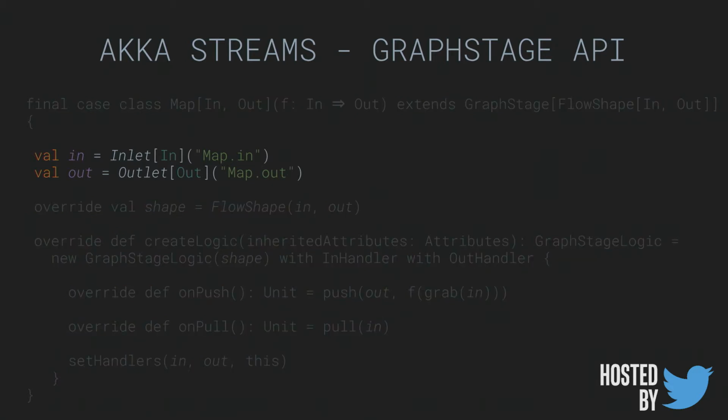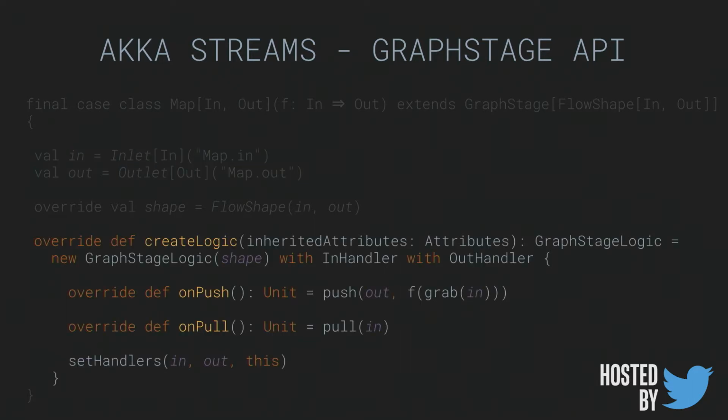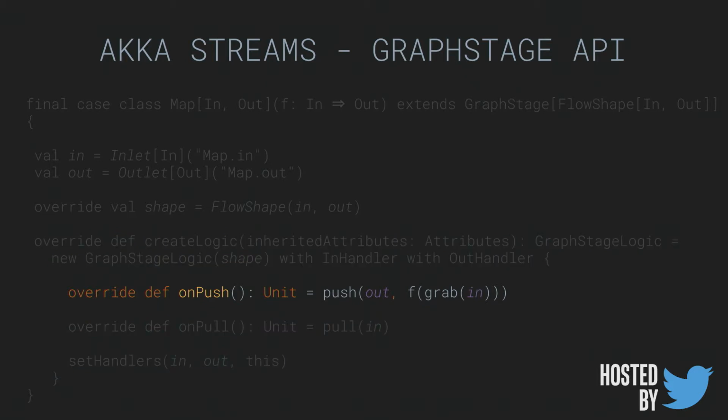So basically, you have two ports, in and out. They're typed, right? And then you have a logic with two handlers, right? So when upstream pushes, basically it grabs the element from the port, applies the function that you create the map with, and then pushes the transformed item downstream. When downstream pulls, conversely, it just propagates the pull upstream, saying whatever is upstream, please give me more because I'll be able to transform this and send it over, right?